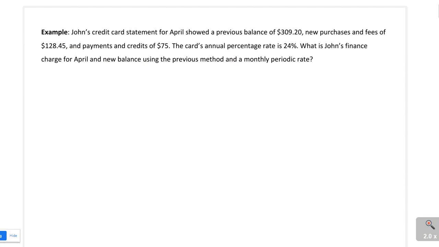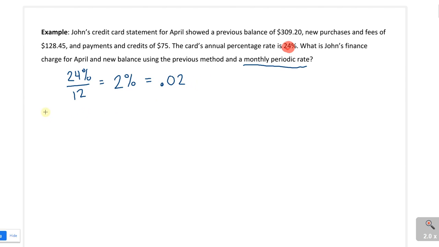So we are going to start off with finding the periodic rate. We're going to take the APR, which is 24%, and divide it by, if we're using monthly periodic rate, 12. When we divide that, we get 2%. Change it to a decimal. So move it 2 places to the left, we get 0.02.